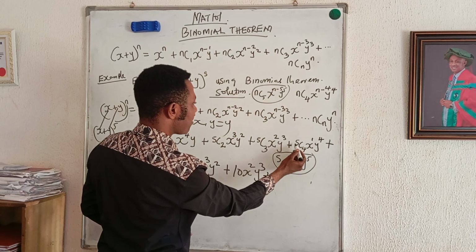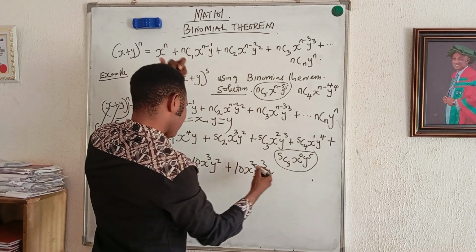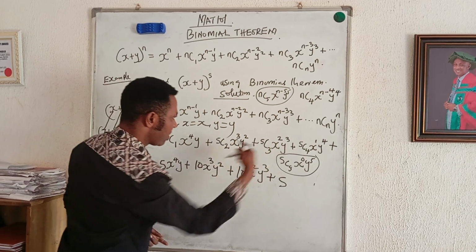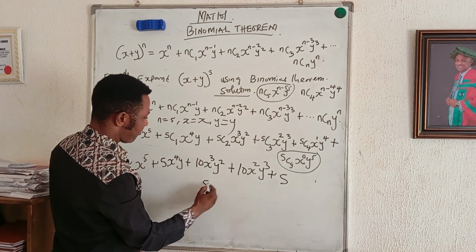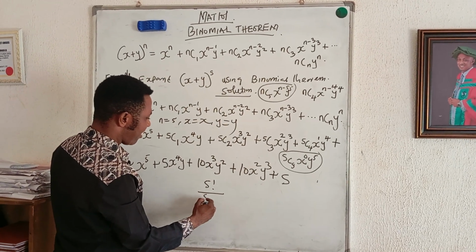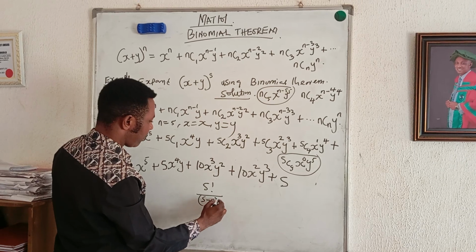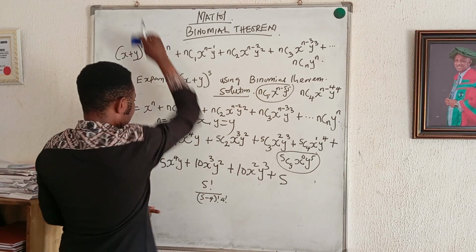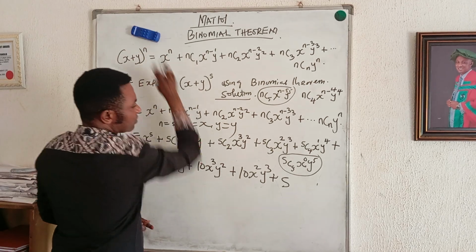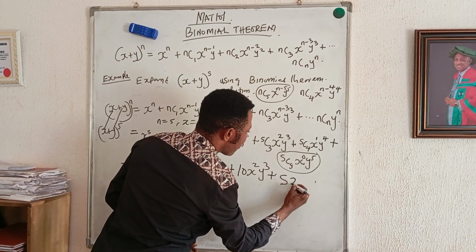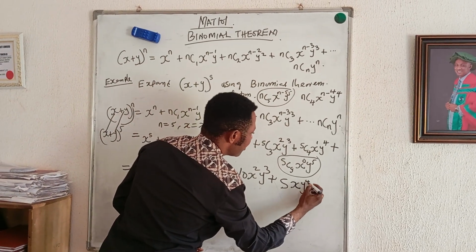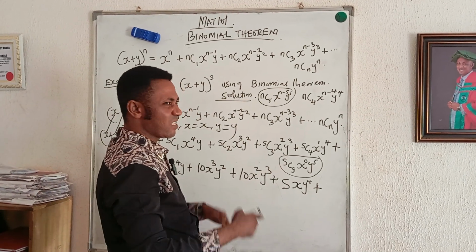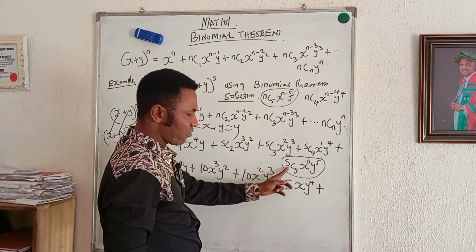Plus, move to this one, 5 combination 4. The answer to that one is 5. If you use the same method again, 5 factorial over what? 5 minus 4 factorial, then 4 factorial. You will have 5. Just try it and see. 5, then x power 1 is x, then y 4. And the last term now is 5 combination 5, which is 1.